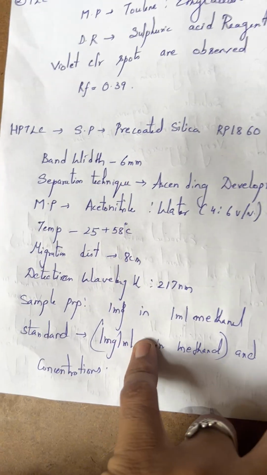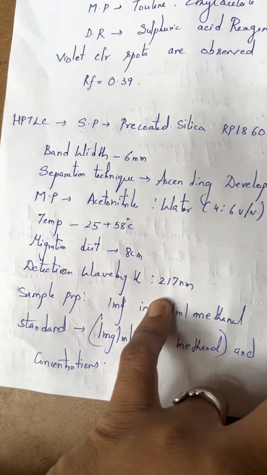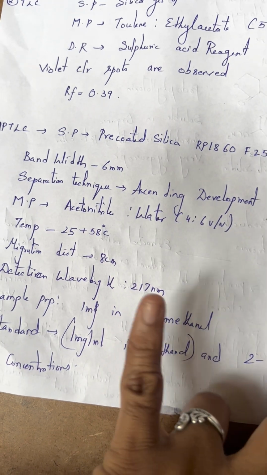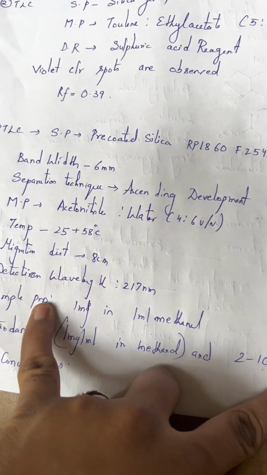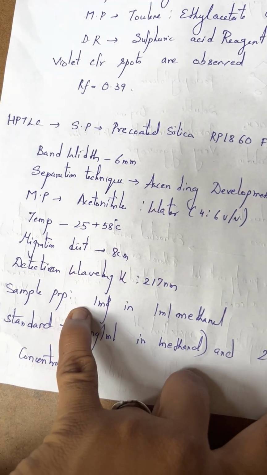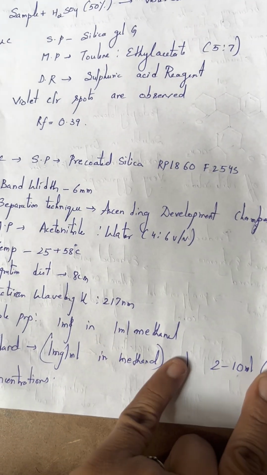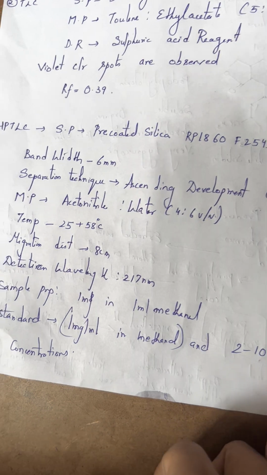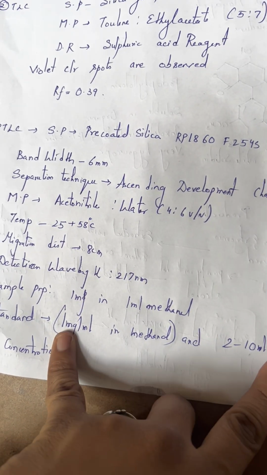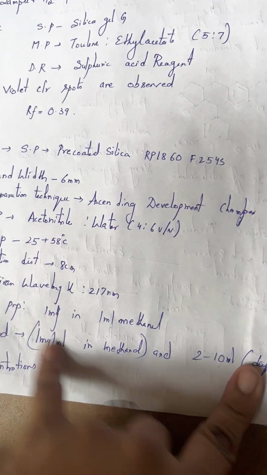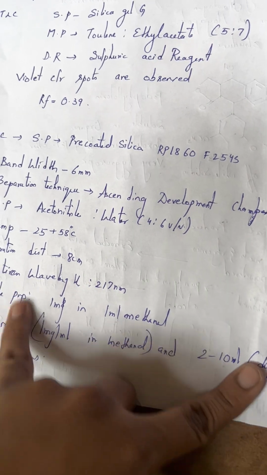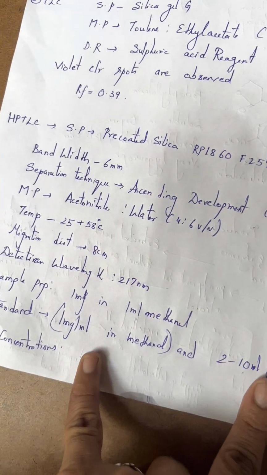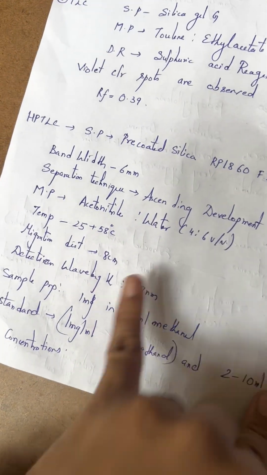These are the specifications which we need to mention. So you need to learn all these specifications by heart, compulsory. As usual, you know how to prepare the sample. We have to take 1 mg in 1 ml methanol. Same with the standard, but in the standard we take various concentrations, from 1 mg to 10 mg. These concentrations are taken, and we compare them with the sample to determine the quantity.